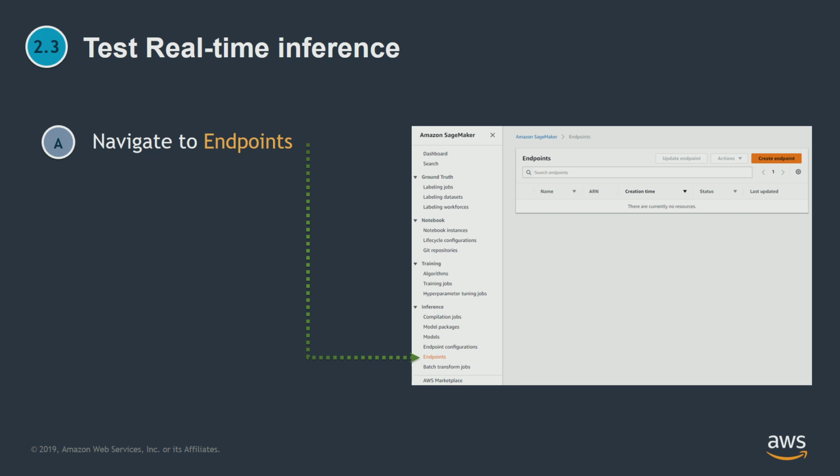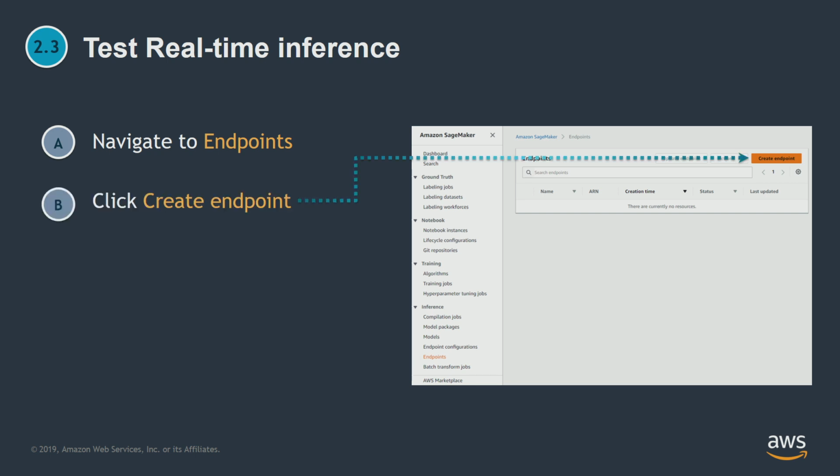Now we're going to test the endpoints. The endpoints, again, is an API that you can stand up, and you can reach your endpoint over the internet using HTTP. It's a REST API. So we're going to create an endpoint now.